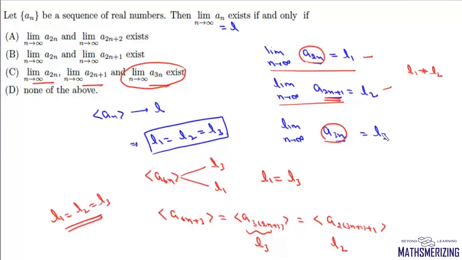And when all the three limits are equal, then the limit as n tends to infinity of an will exist. So the answer to this question is option C.